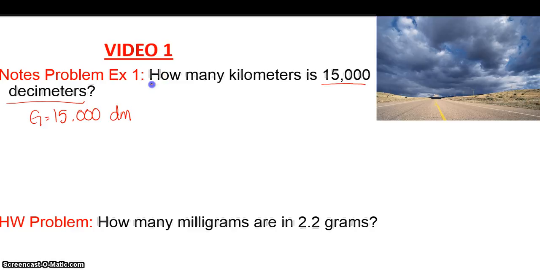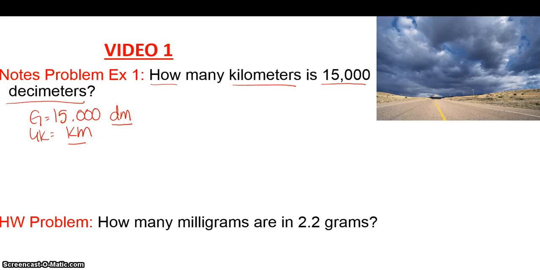It's asking us how many kilometers. So that means that our unknown is going to be kilometers. As you can see here, we are doing a conversion, also known as a picket fence. So our first step is to find the conversion factor in order to get us from decimeters to kilometers.